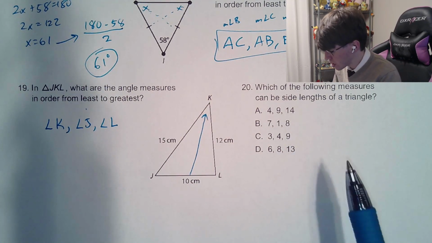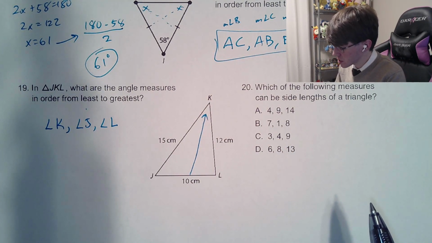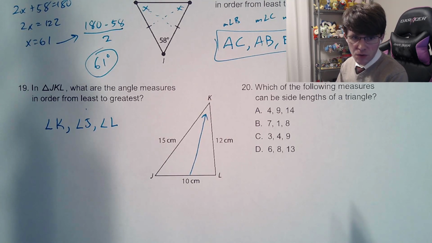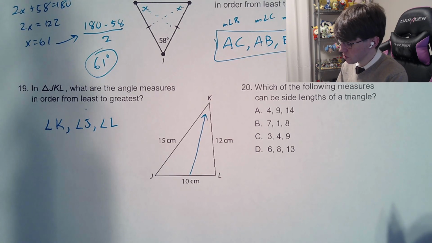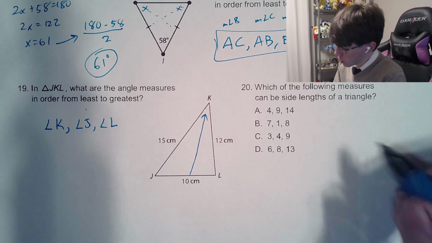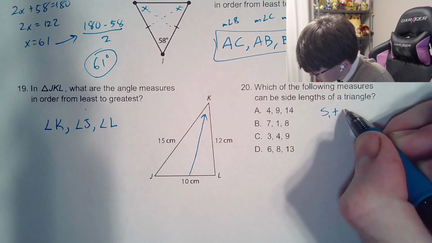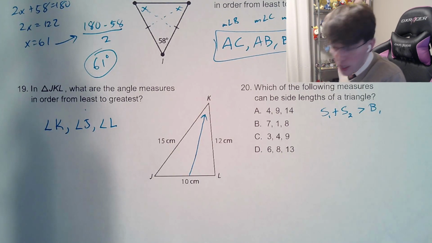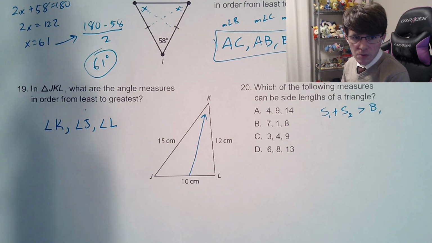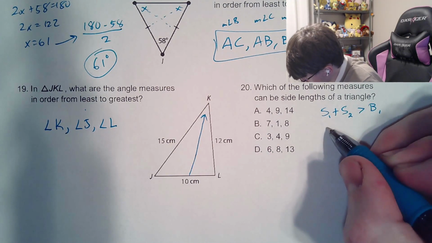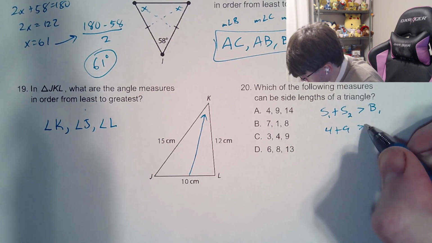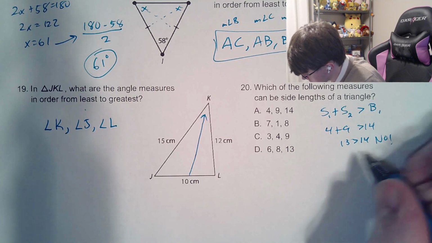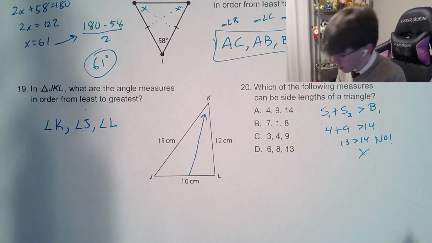All right, anyways, number 20. Which of the following measures can be the side lengths of a triangle? So remember, for all of these, you're really trying to double check which one of these where the two smallest, small 1 plus small 2, has to be bigger than the big one. So the two smallest must be bigger than the big one. Let's check this one. The first one, we're going to check 4 plus 9. Is that bigger than 14? Well, is 13 bigger than 14? No, that is a falsehood. So that one's wrong.